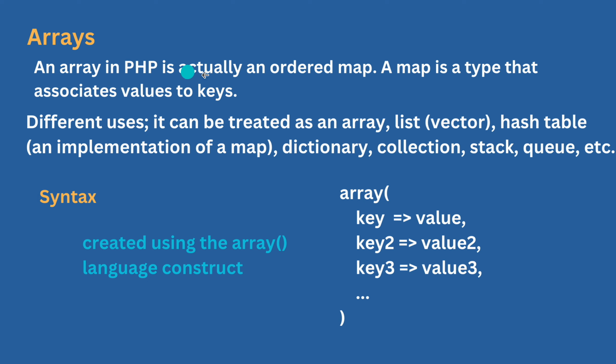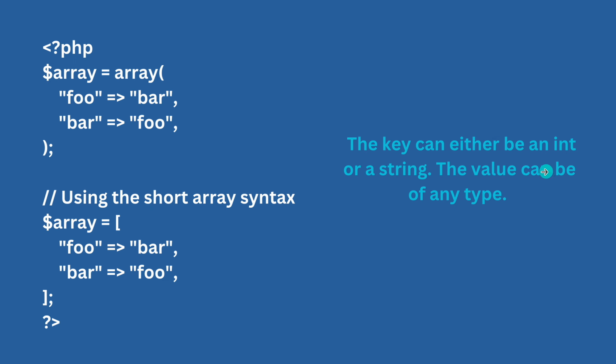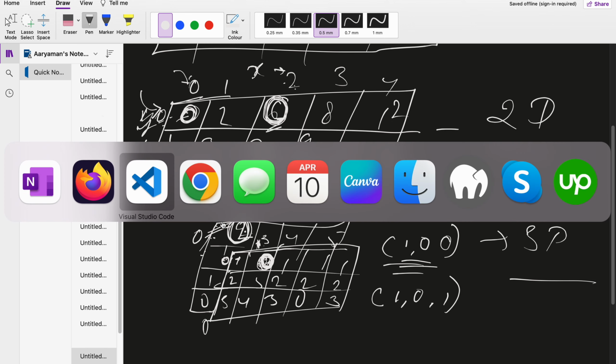There are different use cases where an array can be used in PHP. It can be treated as an array, list, hash table, and implementation of map, dictionary, collection, stack, queue, etc. And an array can be created using array, or you can write the square brackets. So let us see.